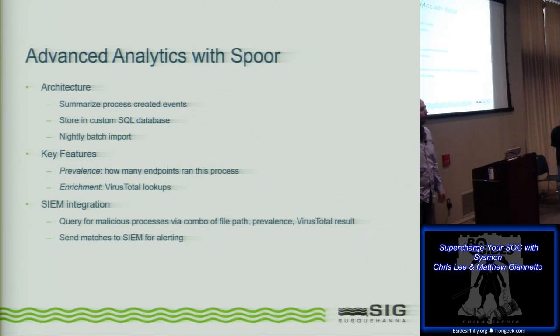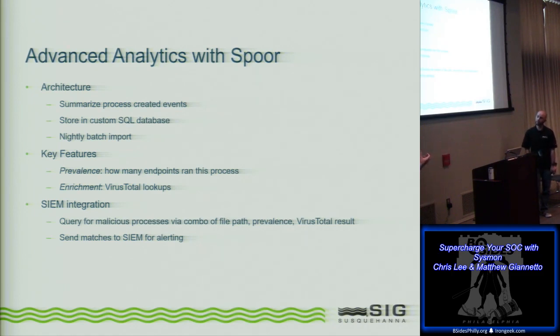It's called Spoor. It's a custom MS SQL backend database that we created. Nightly, we query all the processes that ran in our environment on every endpoint. We summarize this data pretty granularly, so it's like this process ran with this parent process by this user on this workstation 10 times between this time and that time. And we stuff all that into a database.